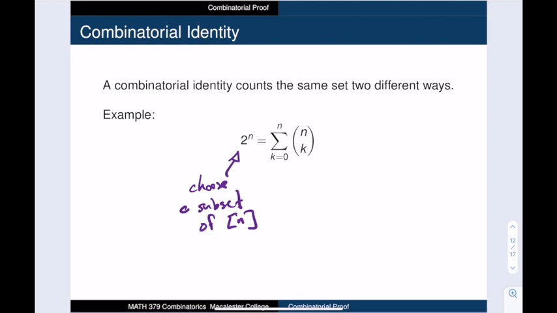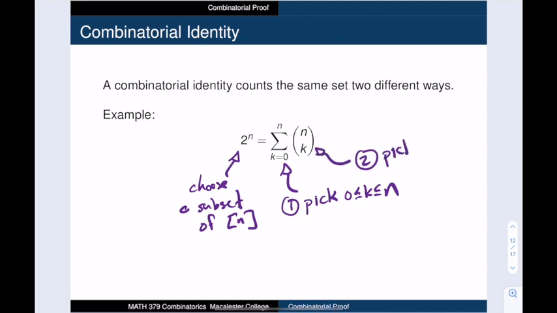In fact, what we have for the right-hand side is a 2-step recipe. Step 1 is I'm going to pick a value for k. That's going to be the size of the subset I pick. And then step 2 is we are going to pick any subset of size k. So we're going to pick a k set from the set of n things. In other words, for the right-hand side, we first decide how big of a subset we want, and then we pick a subset of that size. And we do get every possible subset using this recipe.